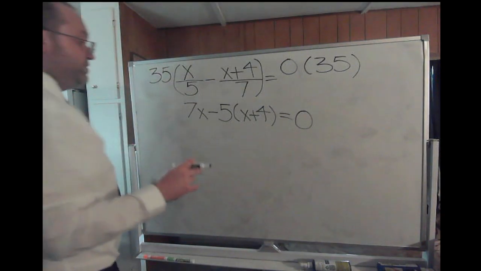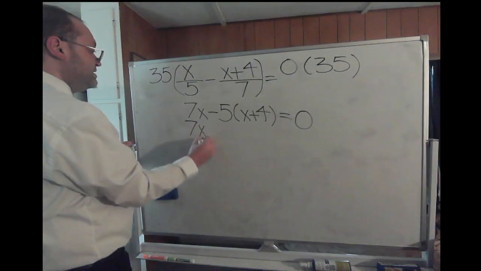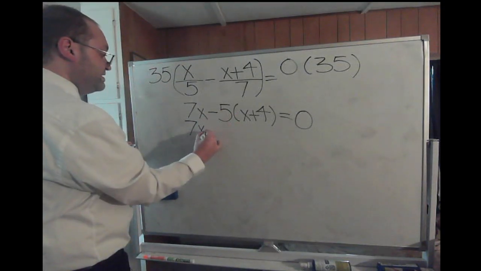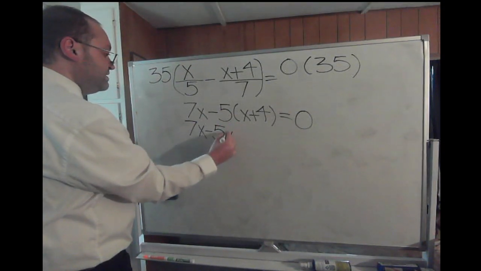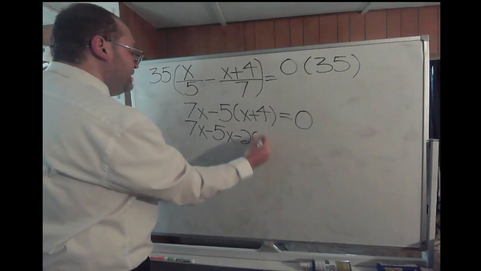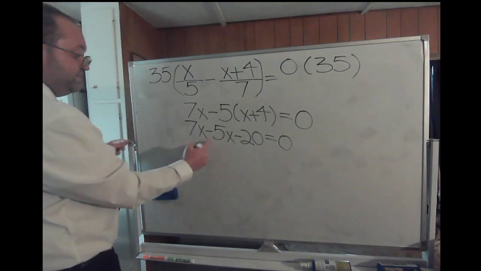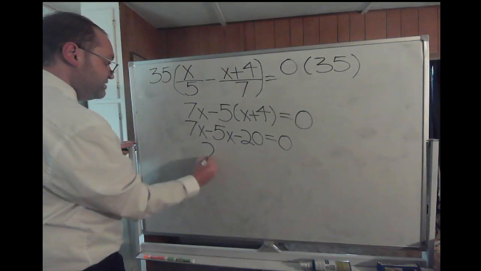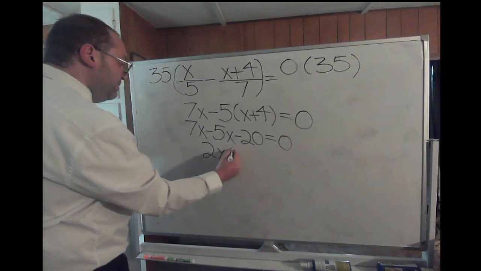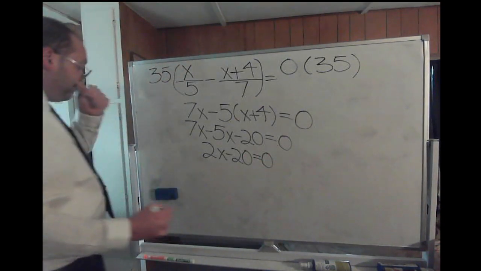Now we need to pull the distributive property on the left-hand side. You still have 7x. Negative 5 times x, that'll give you minus 5x. Then negative 5 times positive 4, that'll give you negative 20. Equal to 0. So now what you'll have, 7x minus 5x, that's 2x minus 20 equal to 0.